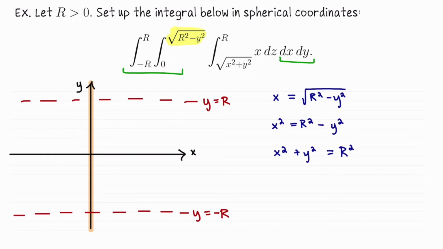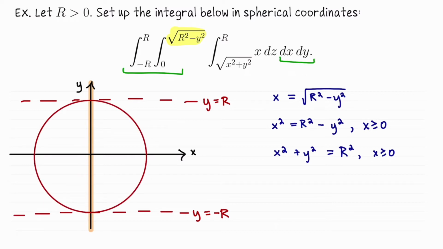I'm going to point out here that it's not going to be the entire circle, because when you say that x is a square root, that tells you that x is greater than or equal to 0. So the equation x equals the square root of r squared minus y squared is not the entire circle of radius r, it's a subset of it. In fact, it's the right semicircle. So let me add that to our picture. Okay, so here's our domain of integration, or rather the shadow that it casts in the xy plane. It's like a right semi-disk.